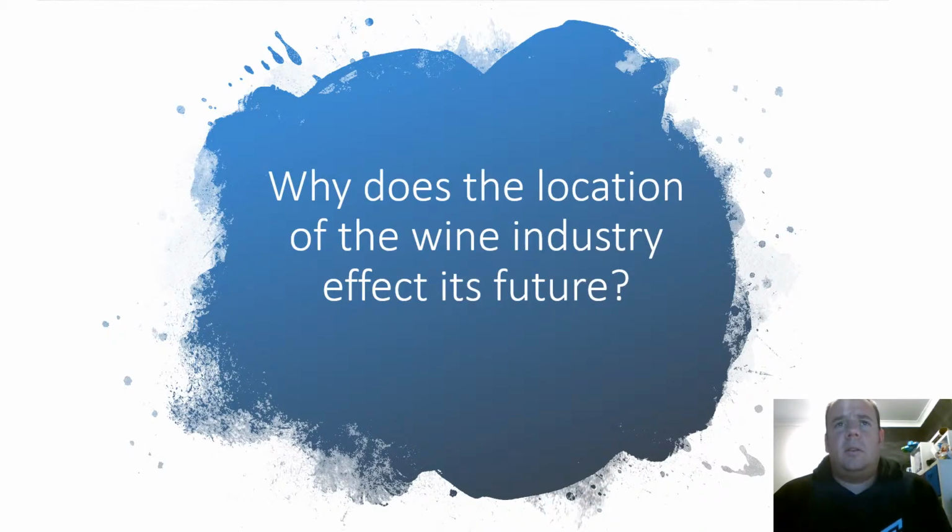Okay, what I want you to do is think about the answer to this question: why does the location of the wine industry affect its future? Press pause and quickly think about the answer, and jot down some things you think you could include before we discuss the answer. The rest of the lesson will be about future effects on the industry. So just press pause, have a little think. I'll come back to you in a second.